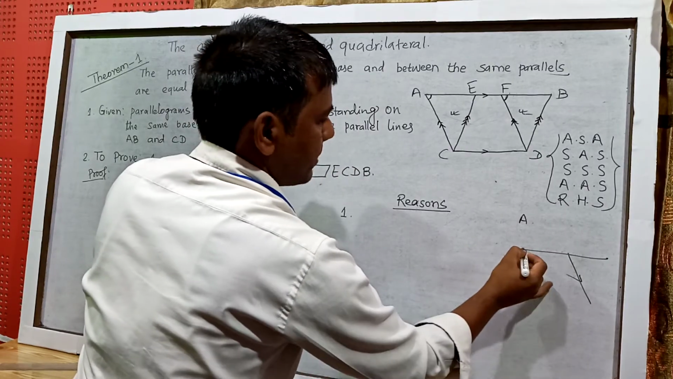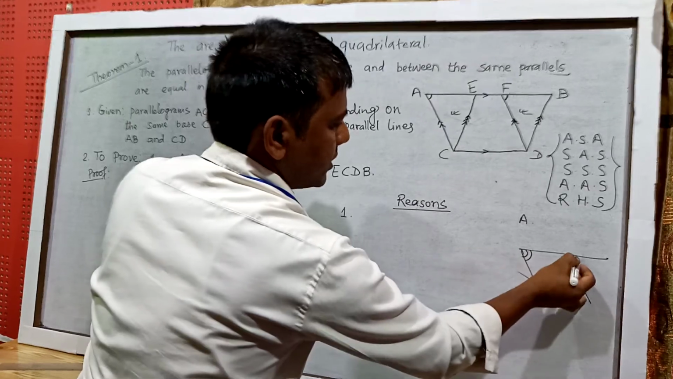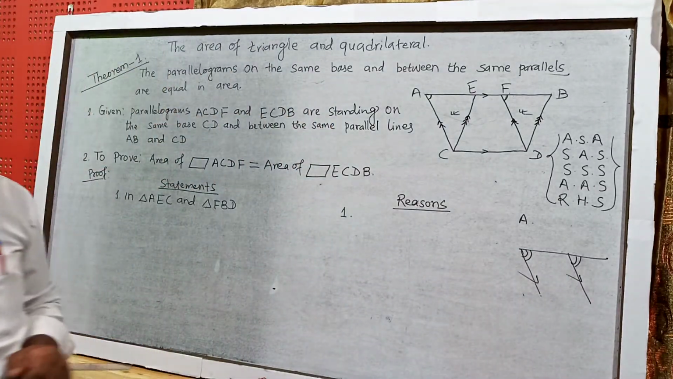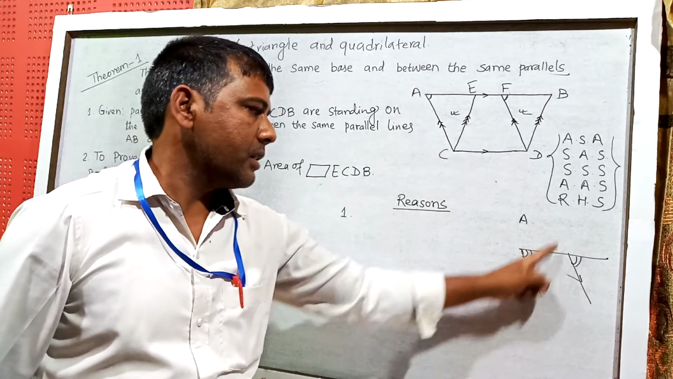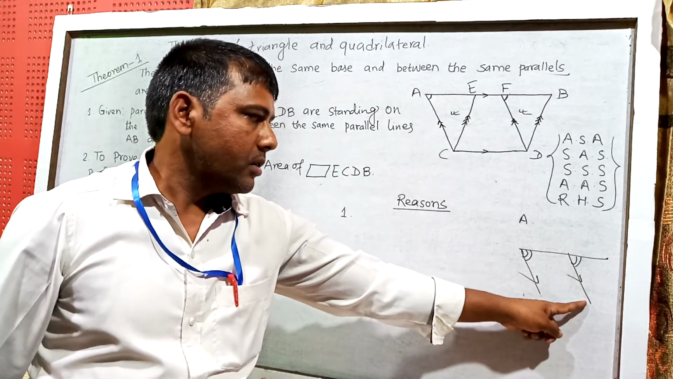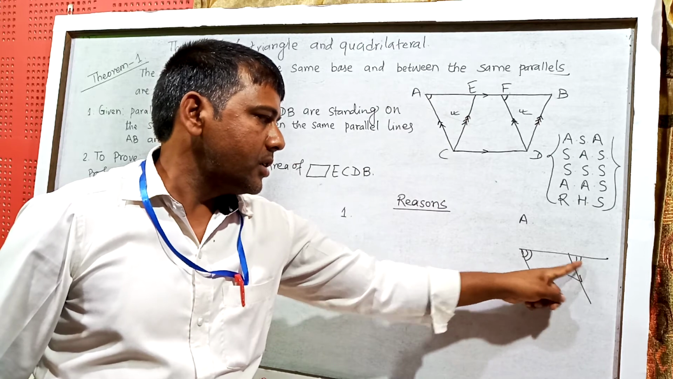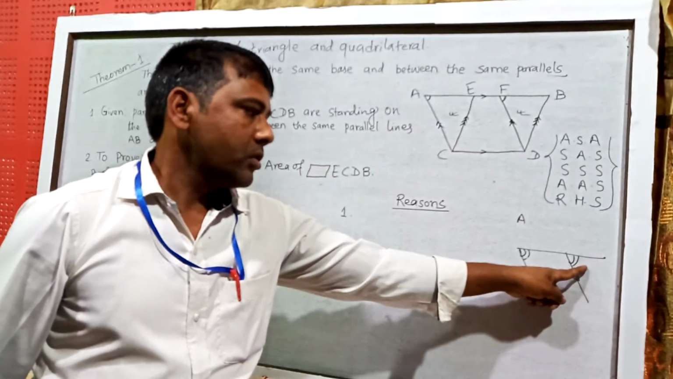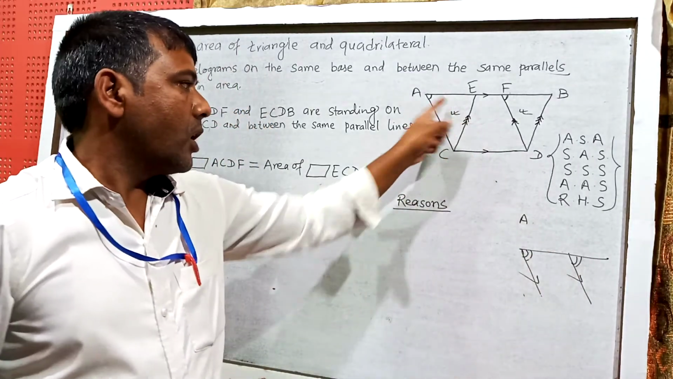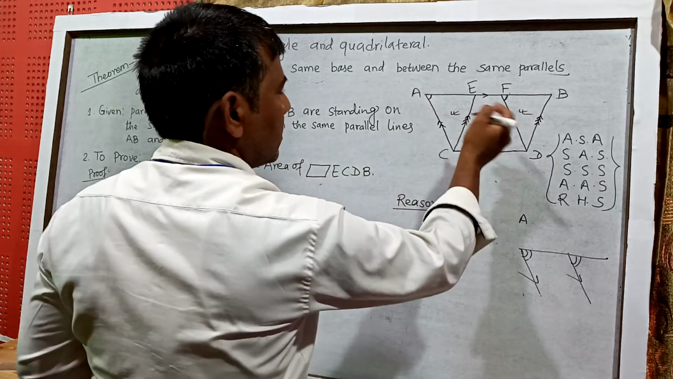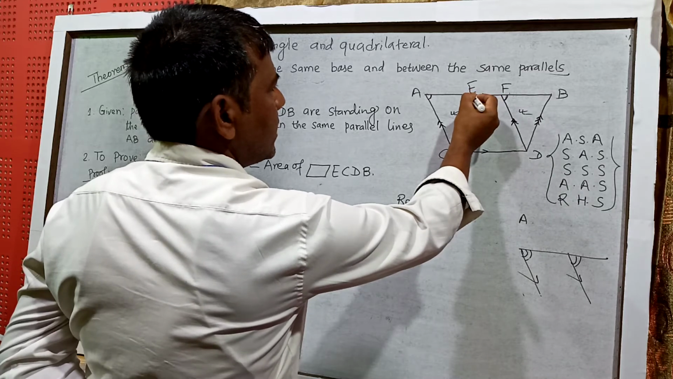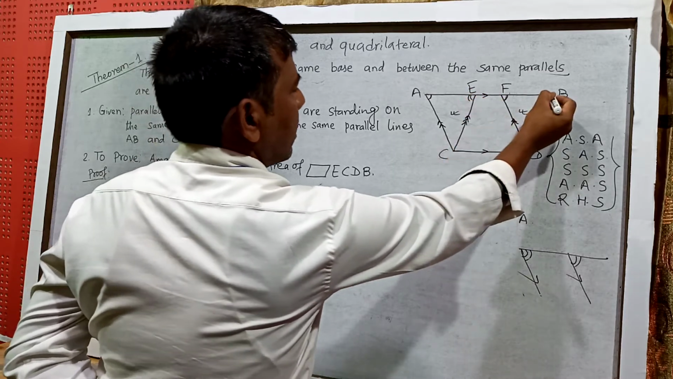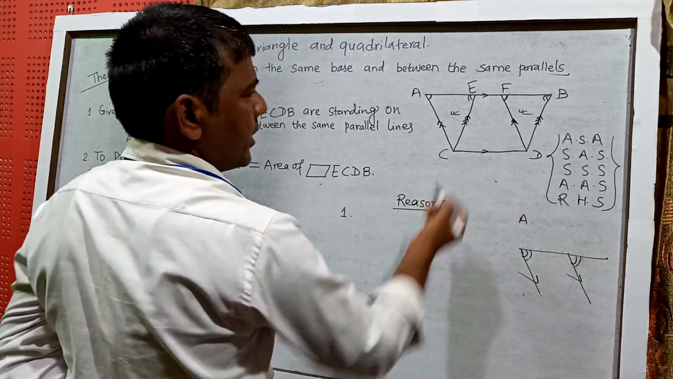These two lines are parallel, and this angle and this angle are corresponding angles. They are equal, because they are on parallel lines. At first, the angles are equal. Then this angle equals this angle. They are also corresponding angles.